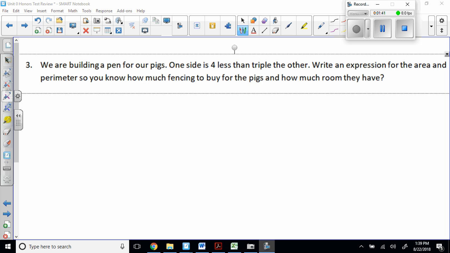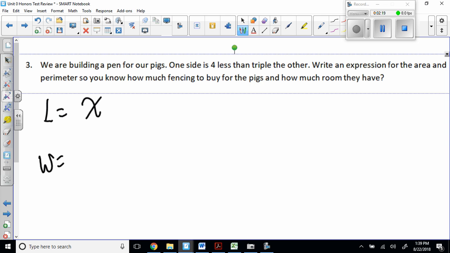We are building a pen for our pigs. One side is 4 less than triple the other. Write an expression for the area and perimeter so you know how much fencing to buy for the pigs and how much room they have. Okay, so first, we're going to go length equals and then width equals, right? One side is 4 less than triple the other. So did they give us any? Let's go length. What'd you put for length? X. I don't know what it is, right? We're just going to choose one. We're going to put X.